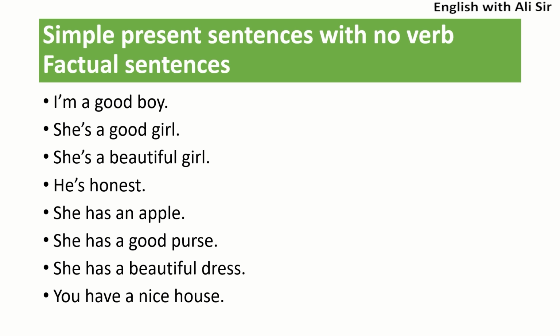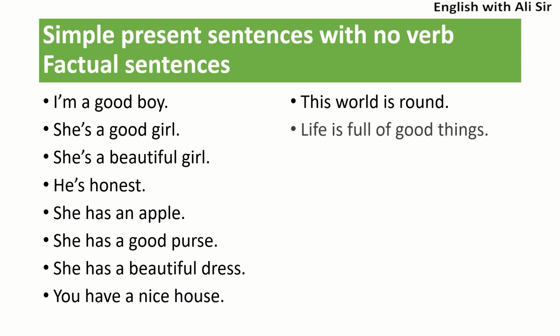So like these, this world is round, this earth is round, this world is so fantastic, life is full of good things, life is optimistic. So we do not see verbs or active verbs here, so generally we do not make passive voice of them. So this was all about present simple tense.